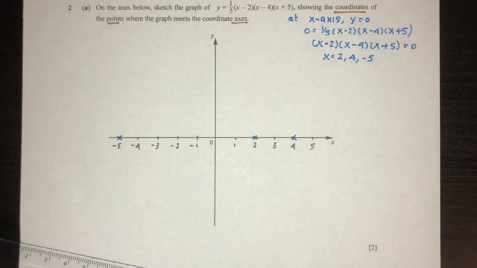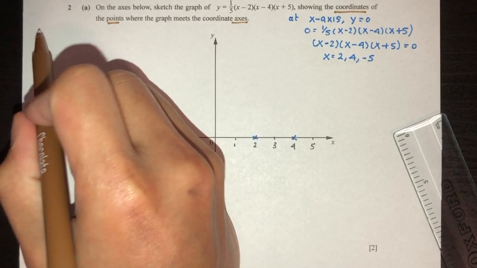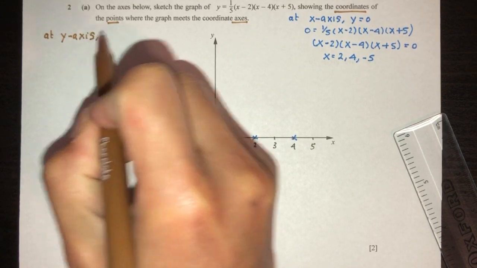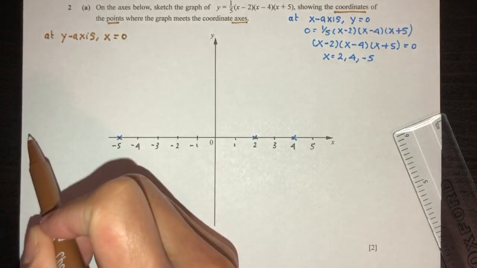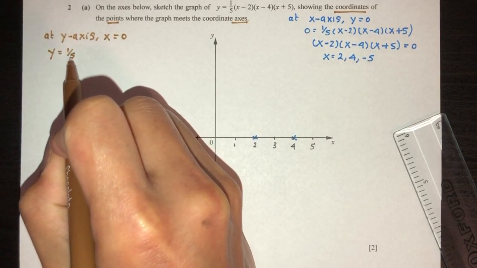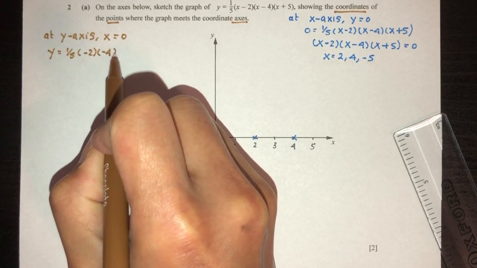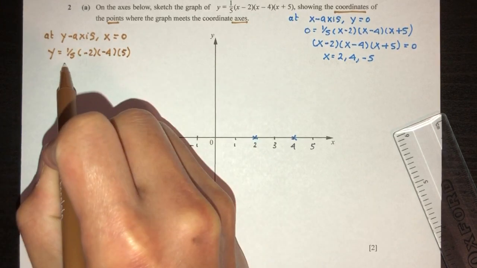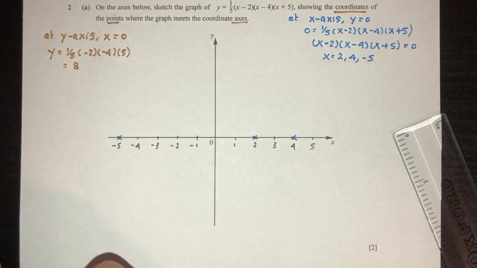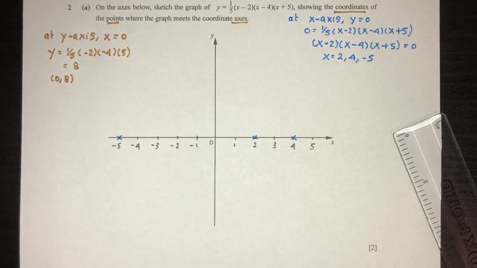Now the same steps, we have to find the points on the y-axis. So you would say at y-axis, you know x has to be 0. Replace in the equation. Y is equal to 1 over 5, 0 minus 2 is minus 2, minus 4, and 5. That will be 8. So the point will be 0, 8. So that's one of the points we know. So 0, 8 will be on your y-axis.